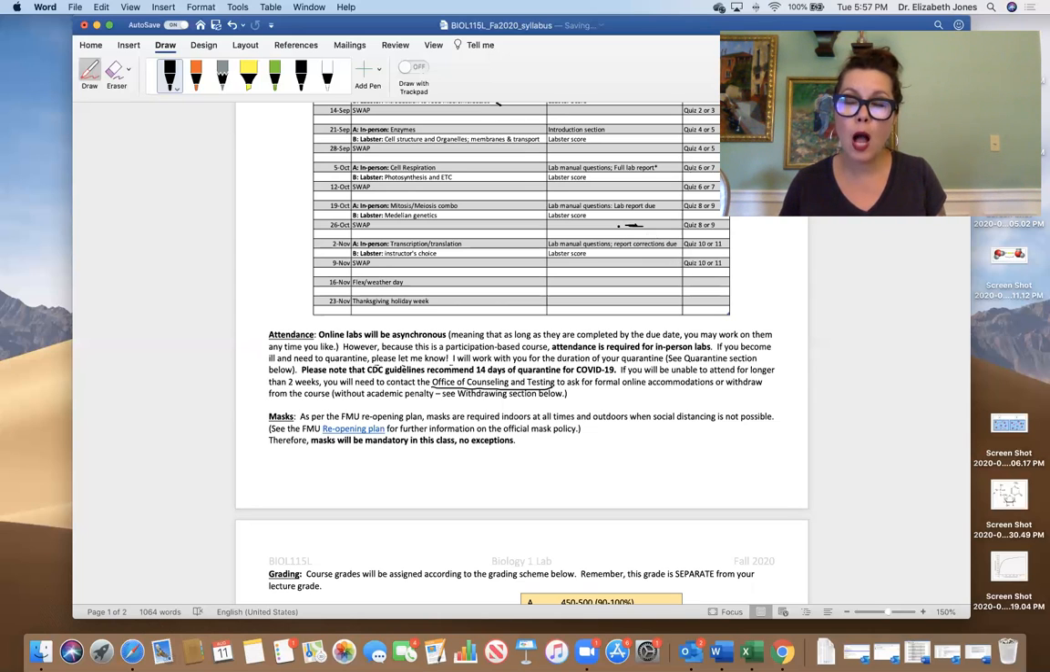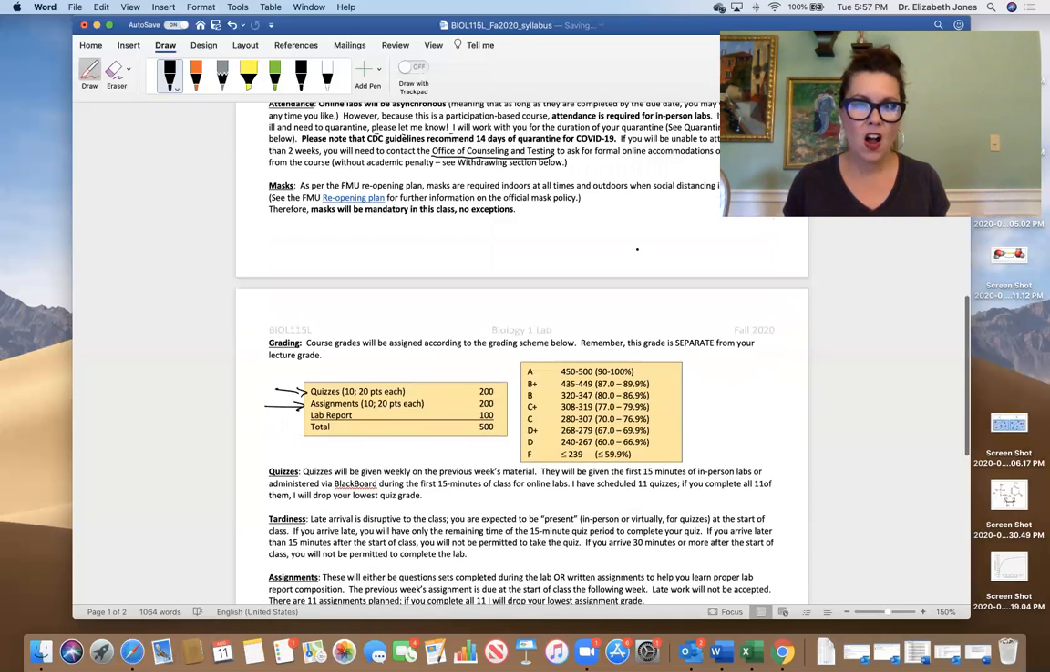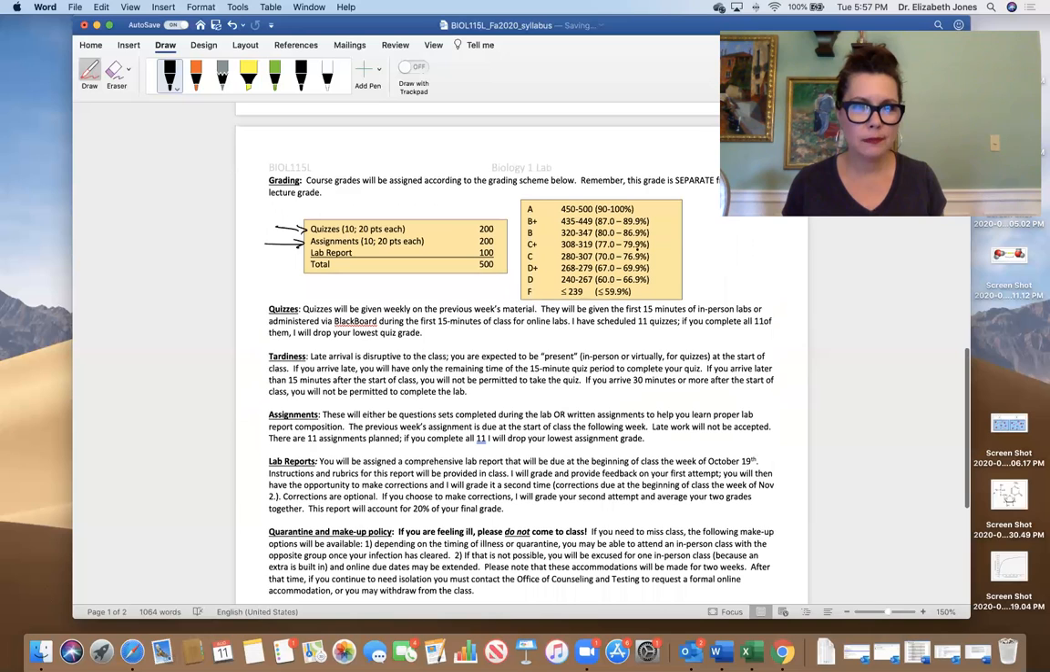But if you opt to make corrections and turn it back in to me, I will average this grade here with your corrected grade to give you an overall lab report grade. My rationale is I want you to correct your mistakes because I believe that's how you will learn to write these reports, okay? All right, what else?